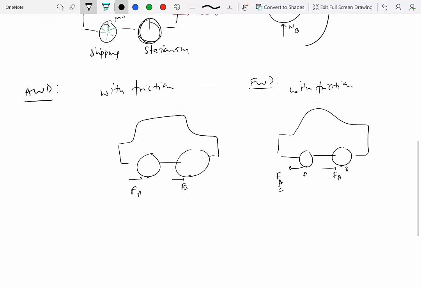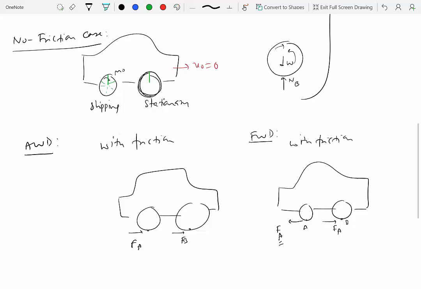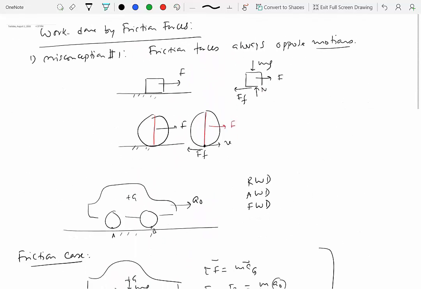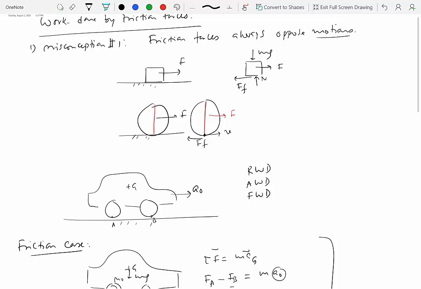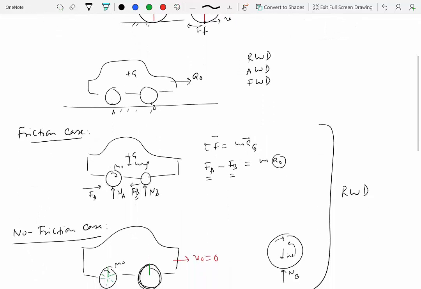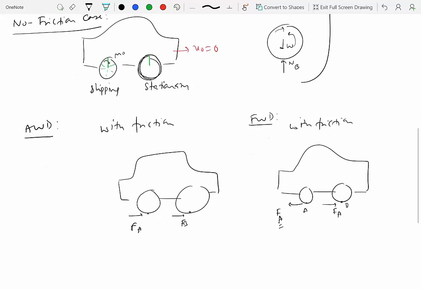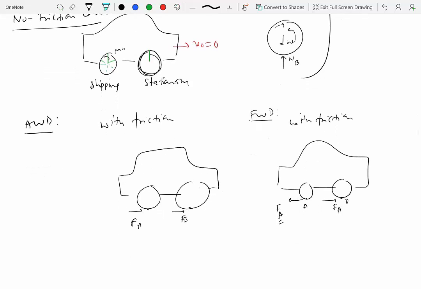So basically this tells you how the friction forces act, in what direction they act. So you have to know whether the car is accelerating or decelerating and what kind of drive it is, and based on that you can tell which direction the friction forces are acting. So this is the misconception, right? Because you can clearly see that friction forces are not always opposing the motion, and when you say that, you always have to ask the question, motion of what? Is it the car? Is it the wheels? And so on, okay?